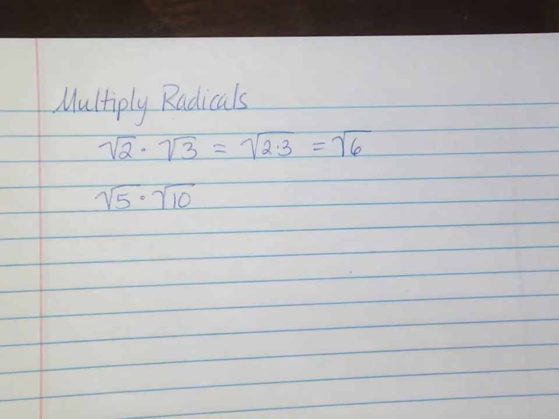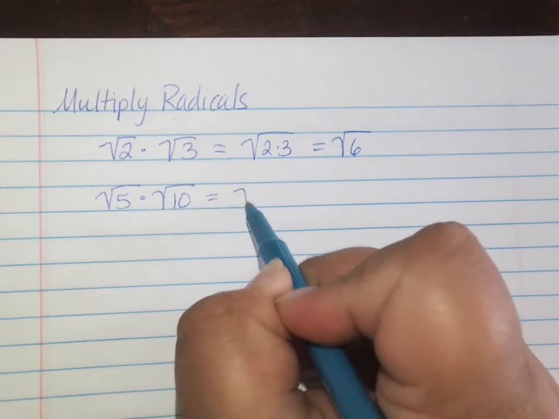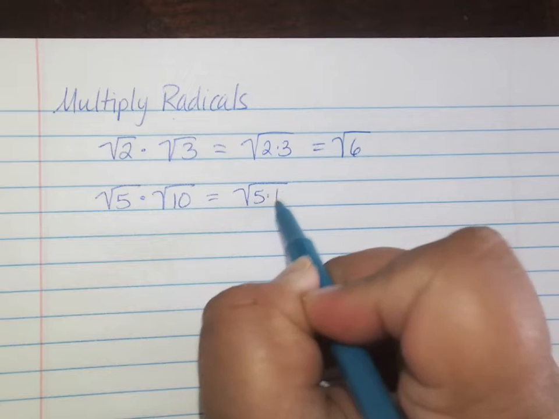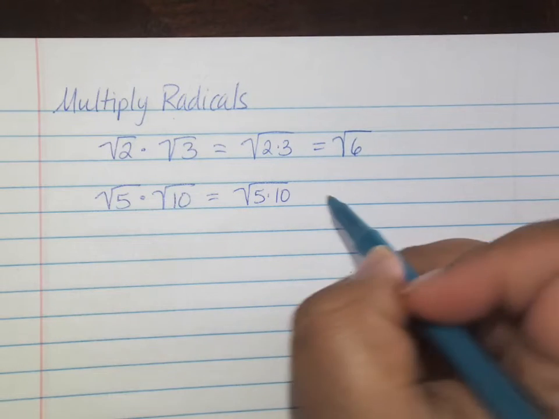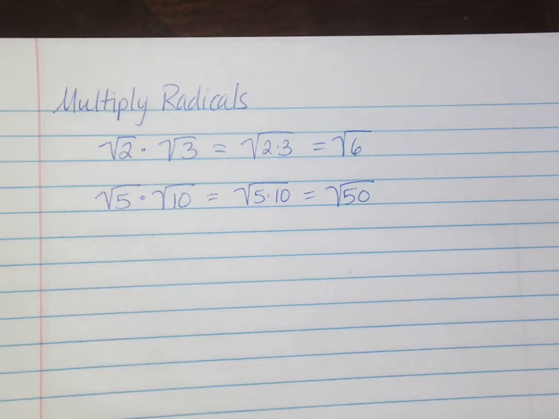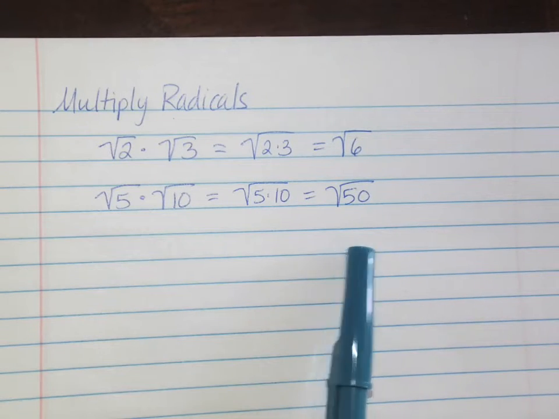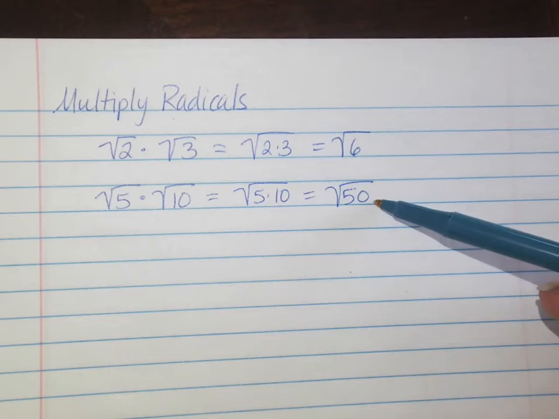Okay, we have square root of 5 times square root of 10. Now I could do this the same way. I could say, well, I'm going to put them together and make square root of 5 times 10, which is square root of 50. But then you have to simplify. This one is already simplified because we could break down 6 into 2 times 3, but there's no pair there. 50 might have a pair.